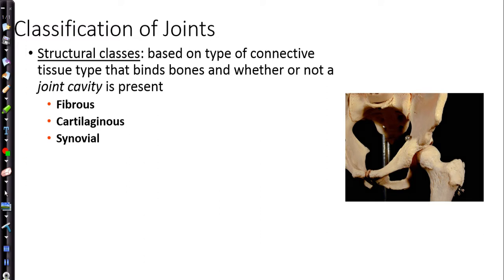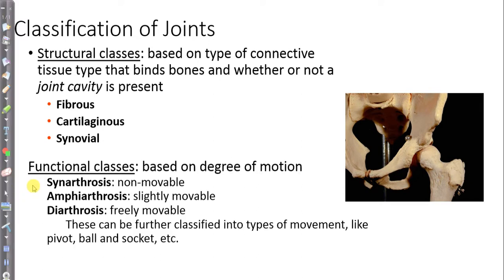We can also look at the functional classifications as well. As you'll see, there'll be a relationship between them. But the functional classes are based on how much motion or movement are allowed at that particular joint. So a joint that's synarthrotic is a non-movable joint. Amphiarthrotic means it's slightly movable, and diarthrotic means it's freely movable.